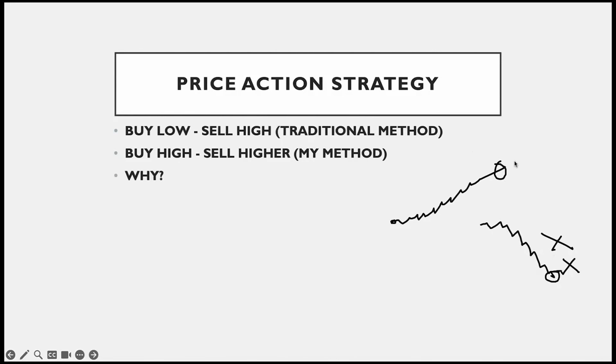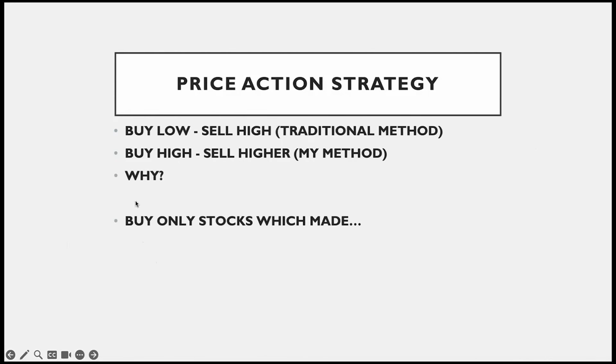Rather, I prefer buying here at the high, because when the stock is going higher, that means there is demand for that stock. Big players, big institutions, are buying that stock, because fundamentally the stock is good. So there is more and more demand. That is why that stock is going up. If the stock is going down, that means there is not much demand. People are selling. Maybe there is some news in that stock which we don't know as retailers. That means I only buy stocks which made an all-time high breakout.